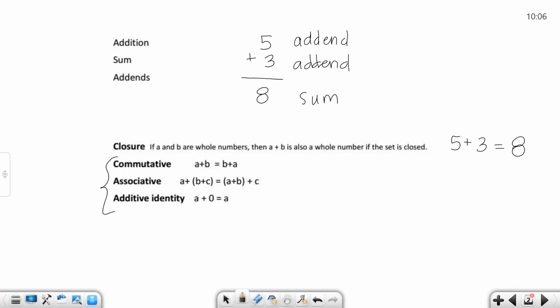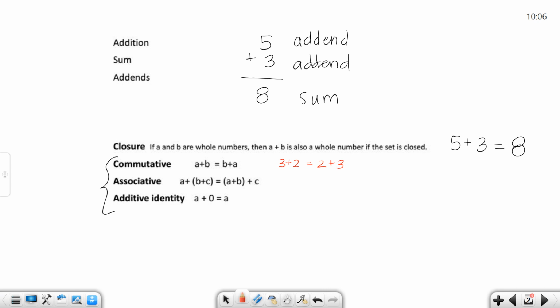Okay, the next one is called commutative. A plus B equals B plus A. Okay, so let's talk about that with numbers we like. If I add 3 plus 2, I get 5. That's also the same thing as if I add 2 plus 3. So 2 plus 3 is 5 and 3 plus 2 is 5. It doesn't matter the ordering. It doesn't matter which one comes first. And so that's an example of commutative.